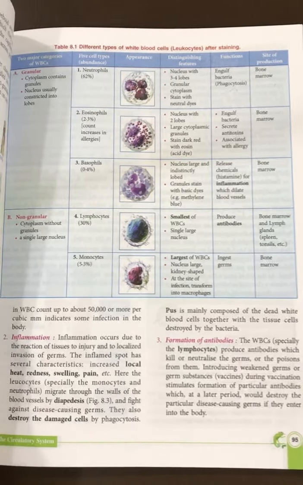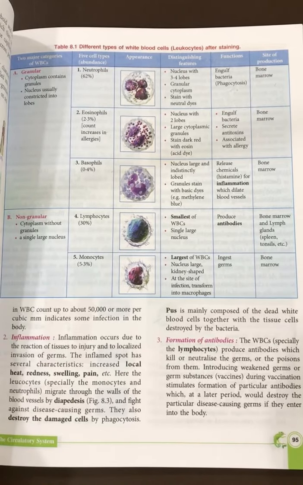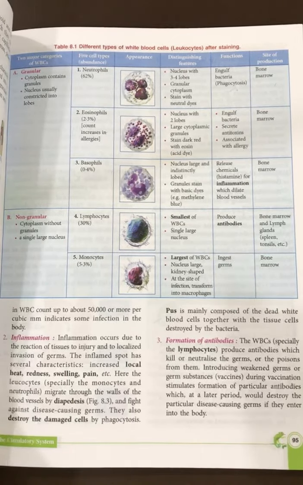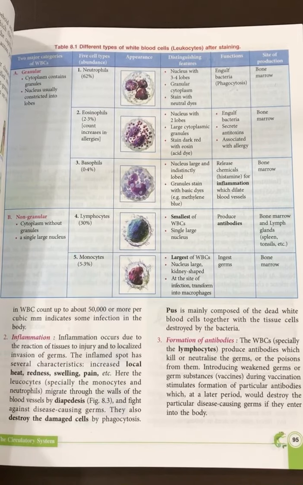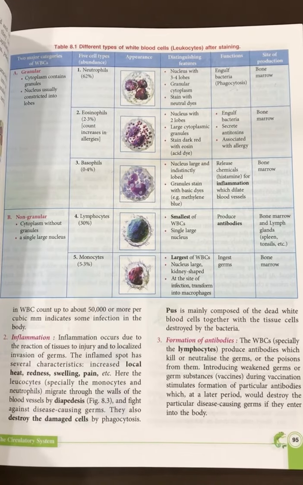Next is formation of antibodies. These WBCs, and especially the lymphocytes, produce antibodies which kill or neutralize the germs or the poisons from them. So the function of WBCs is to produce antibodies, and antibodies are the ones which neutralize the germs or the poisonous effects of the germs.